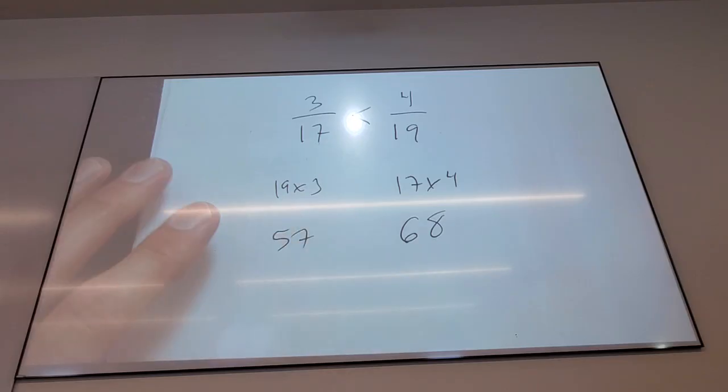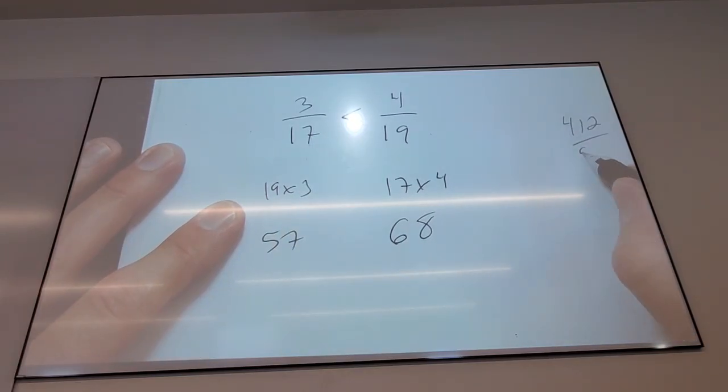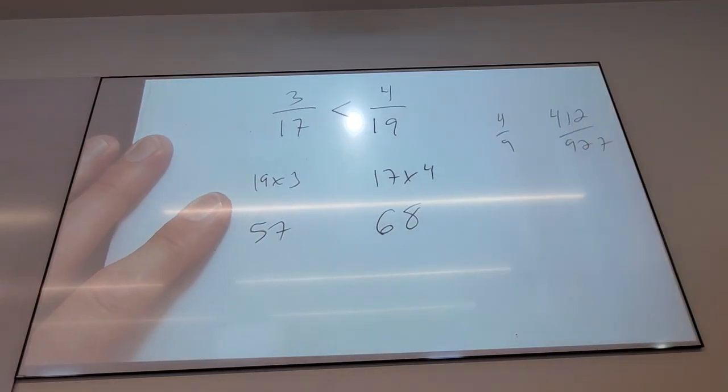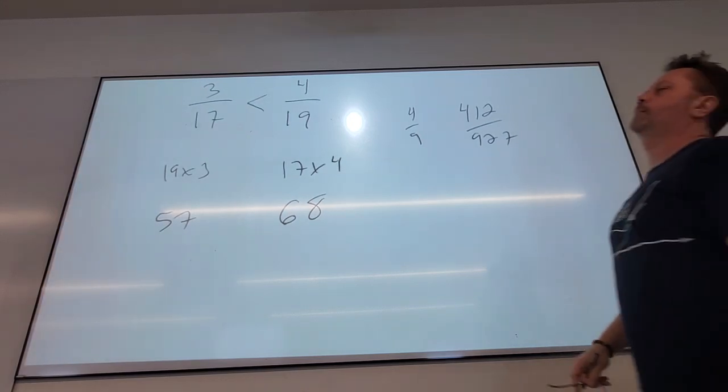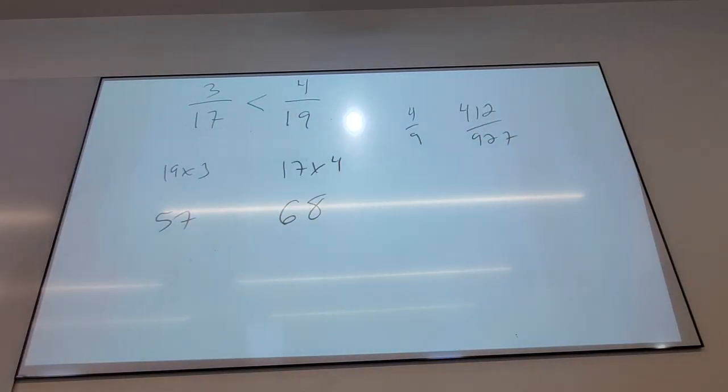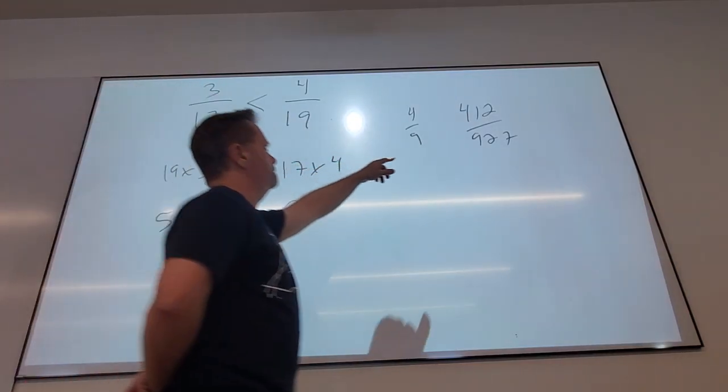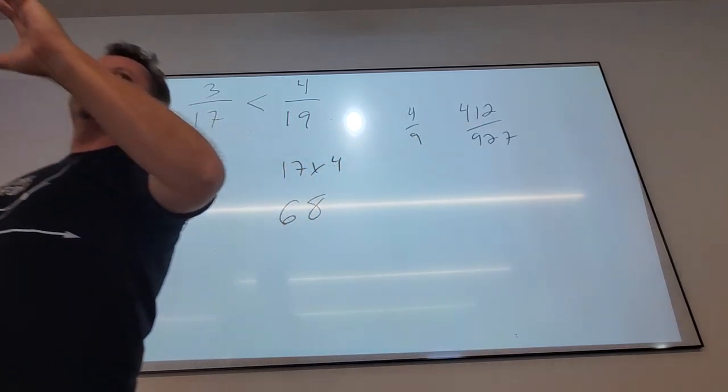Real quick, what was it, 412 over 927? If these were equal, that would mean 412 over 927 has to reduce to 4 ninths. When I first look at this problem, I don't know if it's equal. At least one person circled the 4 and the 9 here, but that's not good enough.